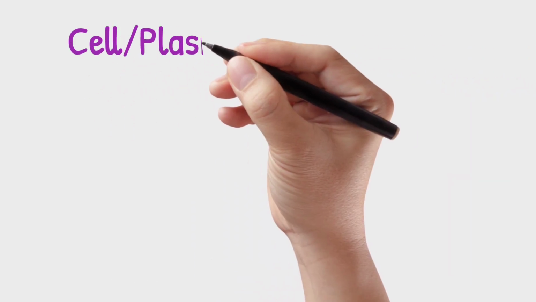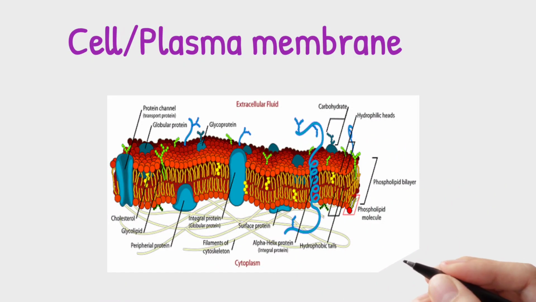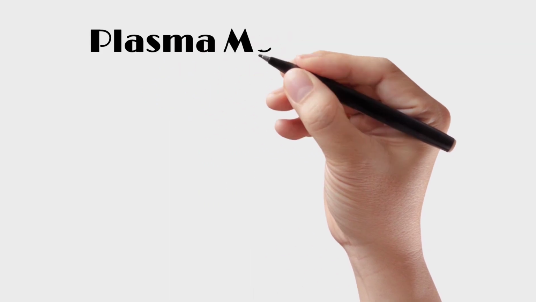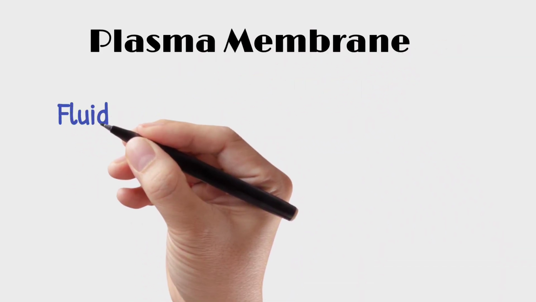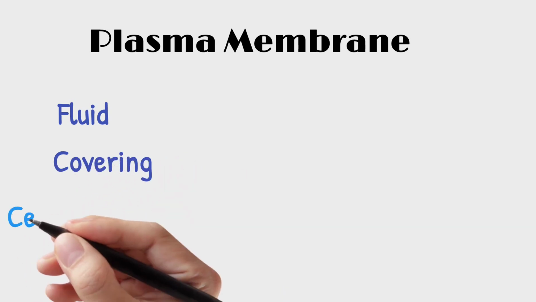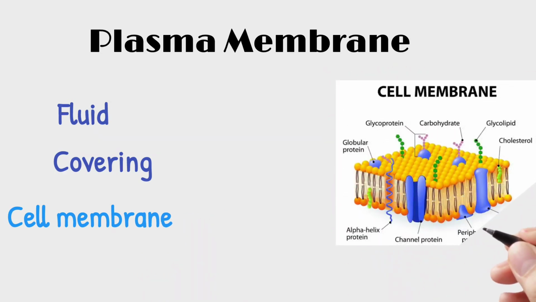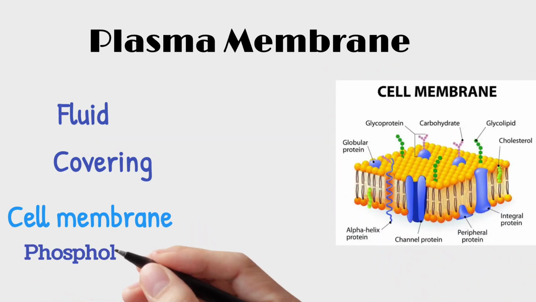As we all know, each cell is covered with a cell membrane, or plasma membrane. Let's talk about the plasma membrane in detail. As the name suggests, it is the fluid-like outer covering of the cell. For this reason it is also known as the cell membrane or cellular membrane. The plasma membrane is made up of a phospholipid bilayer, some protein, and a little amount of carbohydrates.